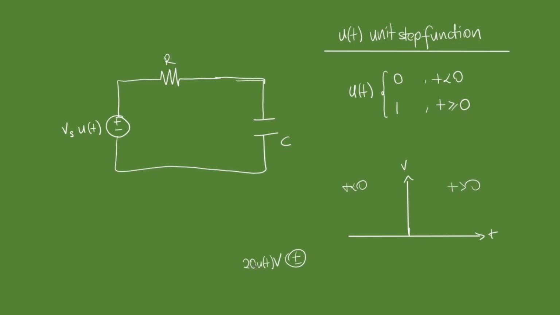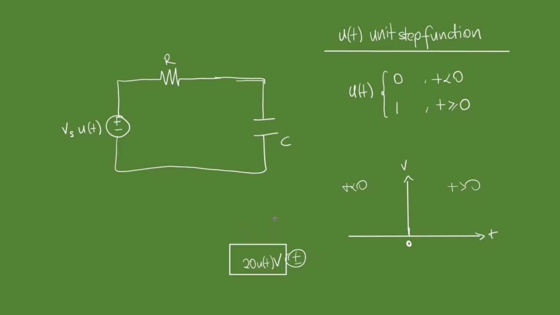So as long as this function is 20 U of t volts, that means that for t less than 0, the 20 volts is going to be multiplied by 0. So there's going to be no voltage across this as long as the time is less than 0. But once we get to t equals 0, that's here, our voltage comes alive and U of t now has a value of 1. So the value of this voltage is now going to be 20 times 1, which is 20 volts.